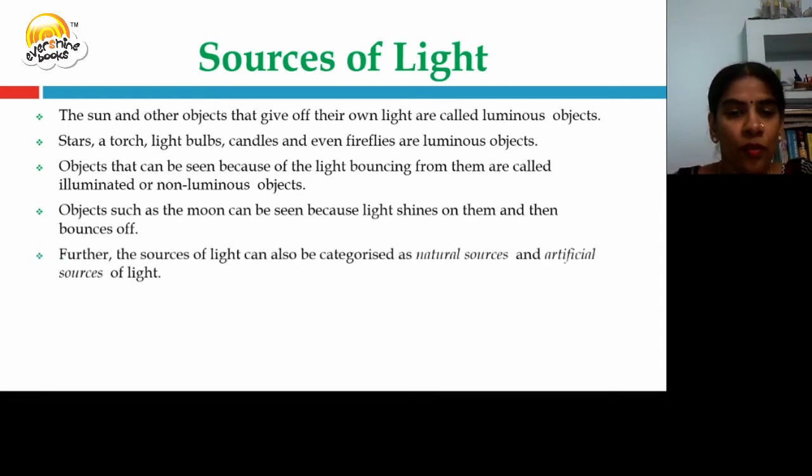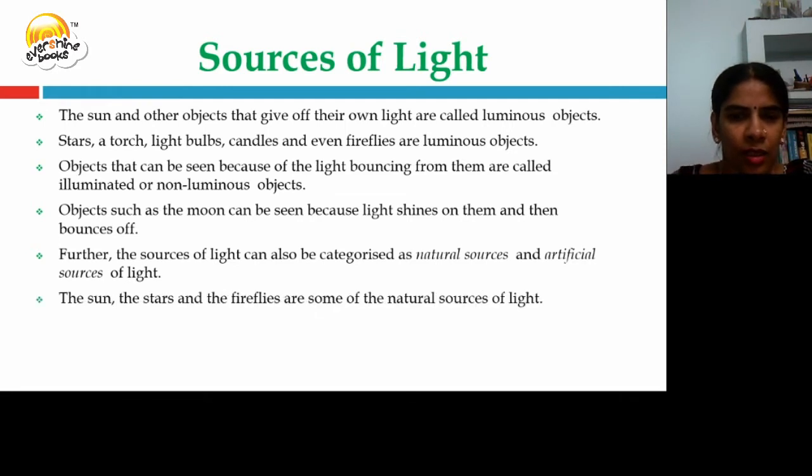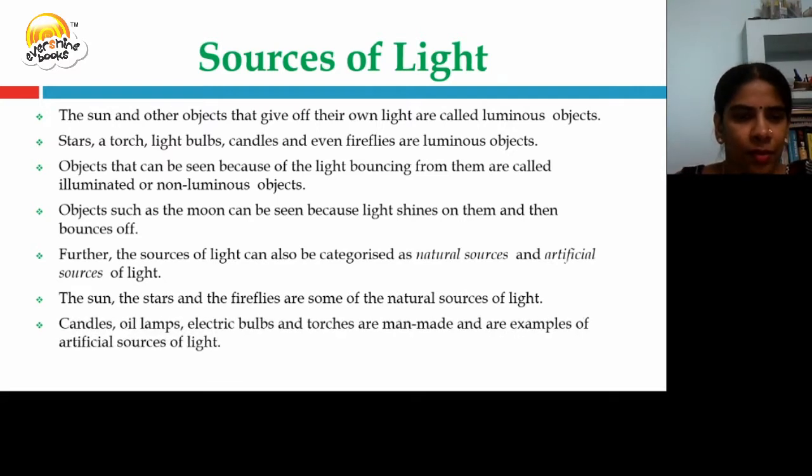Further, the sources of light can be categorized as natural and artificial sources of light. The Sun, stars and fireflies are natural sources of light. Candles, electric bulbs, oil lamps, torches are man-made. These are called artificial sources of light. So sources of light can be classified as luminous and non-luminous, and also natural and artificial sources.